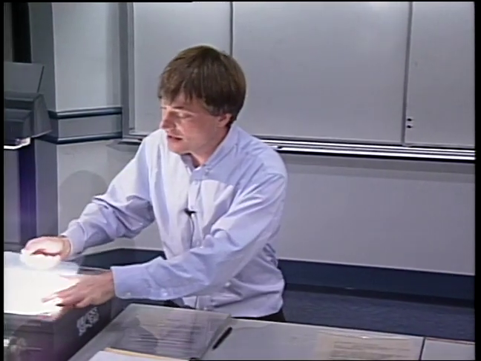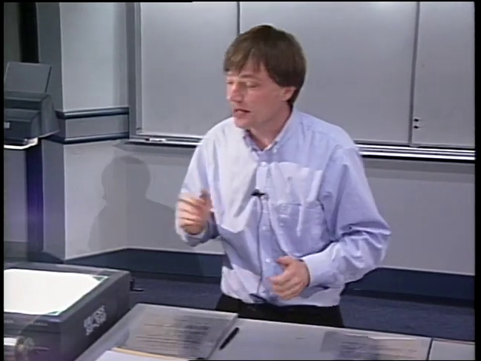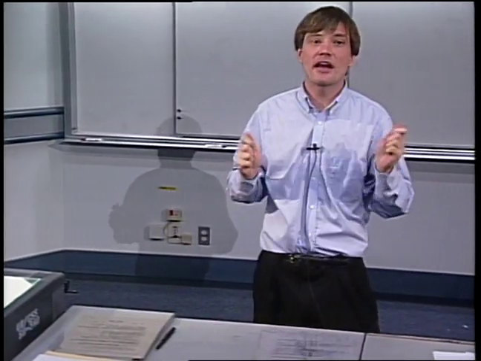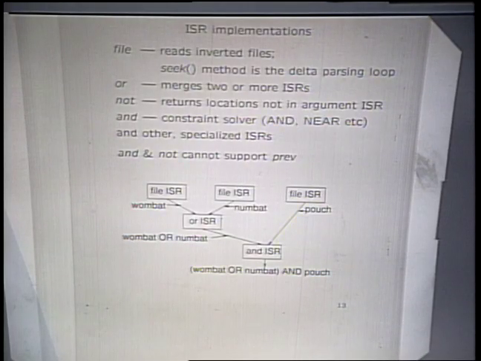So here are some of the implementations of index stream readers. There's the file implementation. That's the base level one. That reads the data structure I was talking about before, the actual inverted file. So the seek method of that implementation is exactly that inner loop, which I showed you some of the instructions of. And so it's going to be running along, undoing that delta compression out of the inner loop and looking for the first location that's at least as big as the parameter.